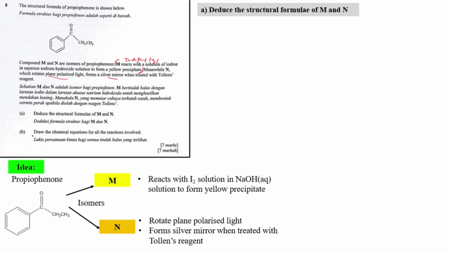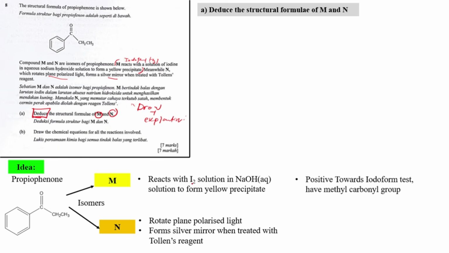Based on question number 8, they ask us to deduce the structural formula of M as well as N. As mentioned, when the question asks you to deduce, you need to give the drawing with explanation. So there are two things that you need to do. From the information given, for M, when it gives a positive result towards the iodoform test, you know that the structure of M will have a methyl carbonyl group, which looks like this: C double bond O, CH3.